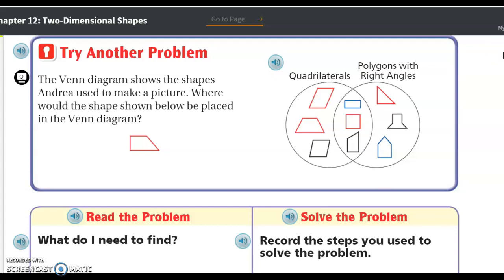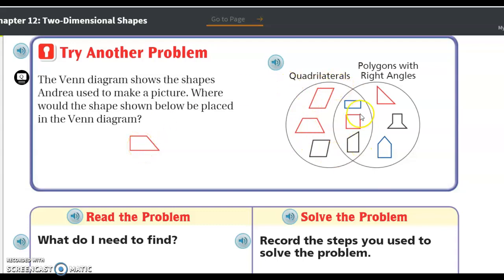We're just going to talk about this. It says try another problem. The Venn diagram shows the shapes Andrea used to make a picture. Where would the shape shown below be placed in the Venn diagram? This is kind of the one that I talked about earlier. This title is quadrilaterals. This title is any polygon with right angles. Where would this shape go?